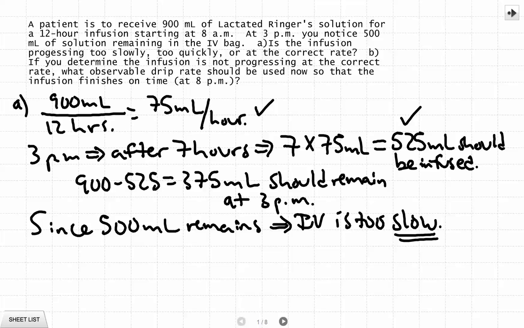There's too much fluid left in the IV bag. There should only be 375 milliliters, but there's actually 500, so there's too much, which means the IV is progressing too slowly. So that's the answer to part A, too slowly. Now we can answer part B. Part B says, if we determine the infusion is not progressing at the correct rate, which we did, what should be the observable drip rate? So let's go on to the next page.